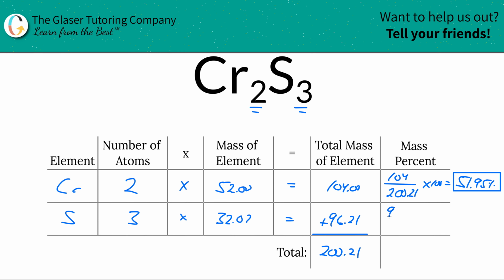Same thing for sulfur. Take the total mass of the sulfur, which is 96.21 units of mass, divide it by the total, which is 200.21, multiply it by 100 to get it into a percent, and then just round it off. There's going to be 48.05%. When you add those two percentages up, we hope to goodness that this works out to be 100%, and it does. So that means we're probably right, hopefully right. Maybe right. Certainly right.